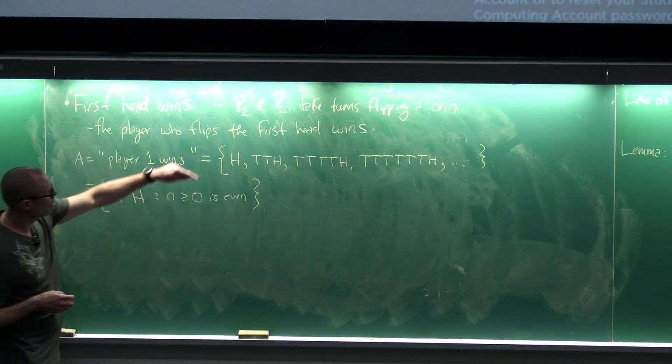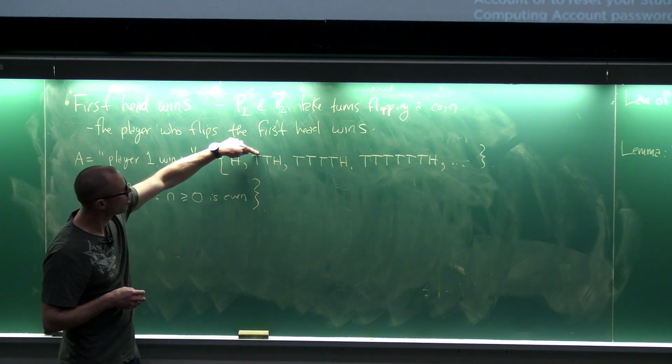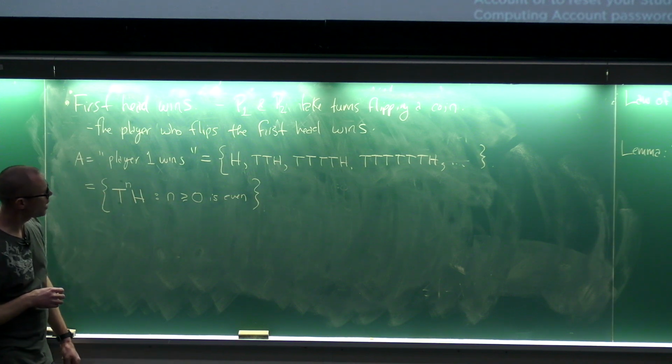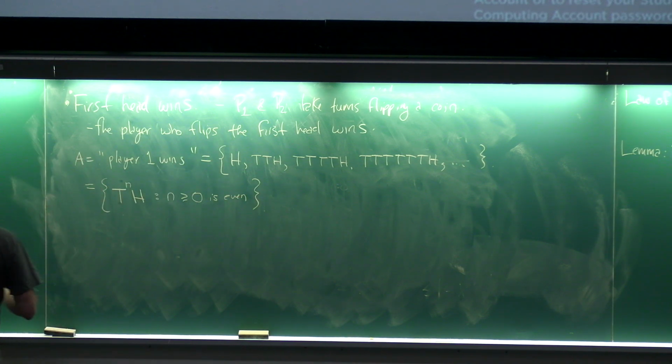Right? 0 is even, 2 is even, 4 is even, 6 is even. But one tail, for example, this one is not even, and player 1 doesn't win, player 2 does. 3 is not even, and in this case, player 2 wins again.